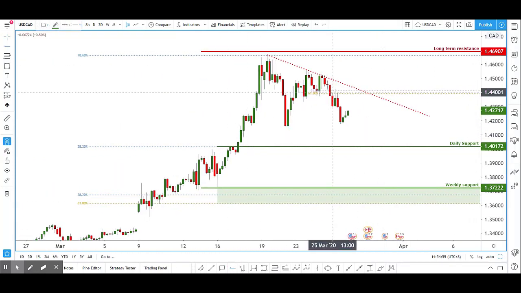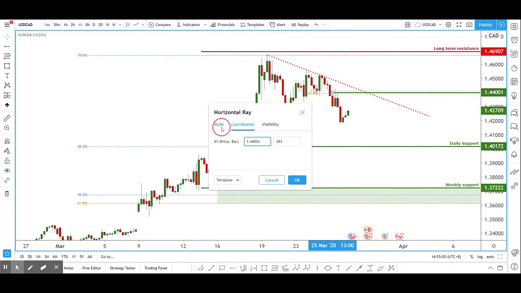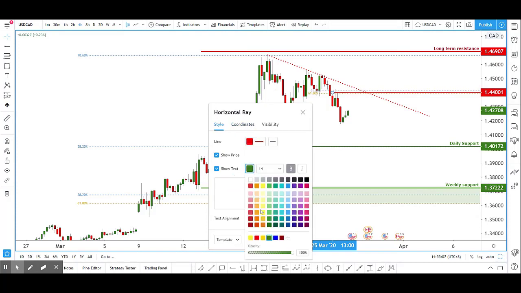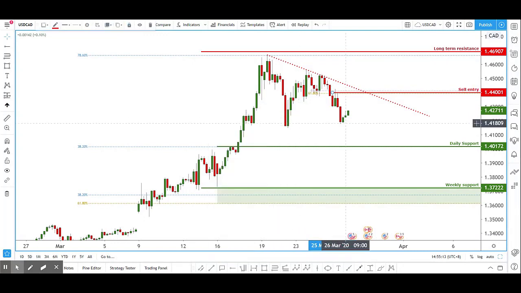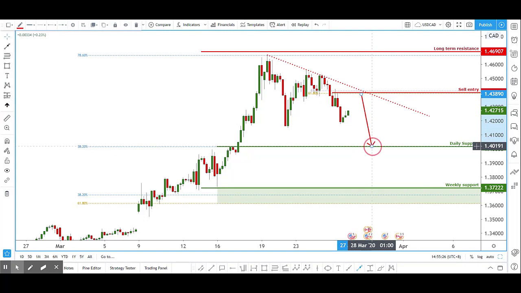So what I expect is a 4 hour resistance here, and let's just put that as a sell entry. Now, the weekly bias that I have is a bearish drop. Remember, I said that it could drop all the way to the weekly support. So my sell entry will be here, and I'll play a drop down towards my daily support as my first take profit and the weekly support as the second take profit. As long as price is anywhere in this zone, I will close out my position.